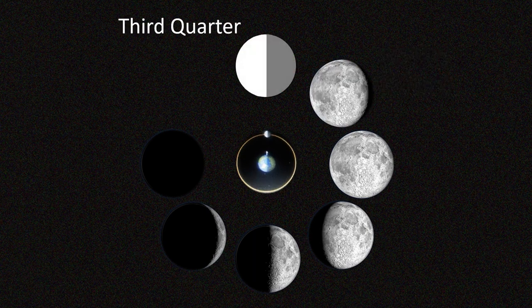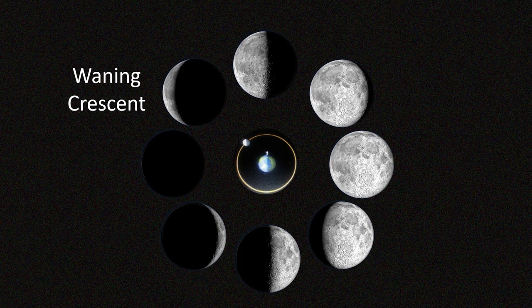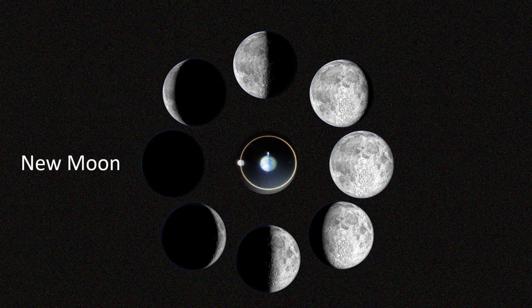This is when the left half of the moon is visibly bright, while the right half is left under the shadows. And finally, the waning crescent. Again, waning because the bright area is getting smaller, and crescent because the remaining bright area of the moon looks like a letter C. And to restart the cycle, the moon is back to its new moon phase.